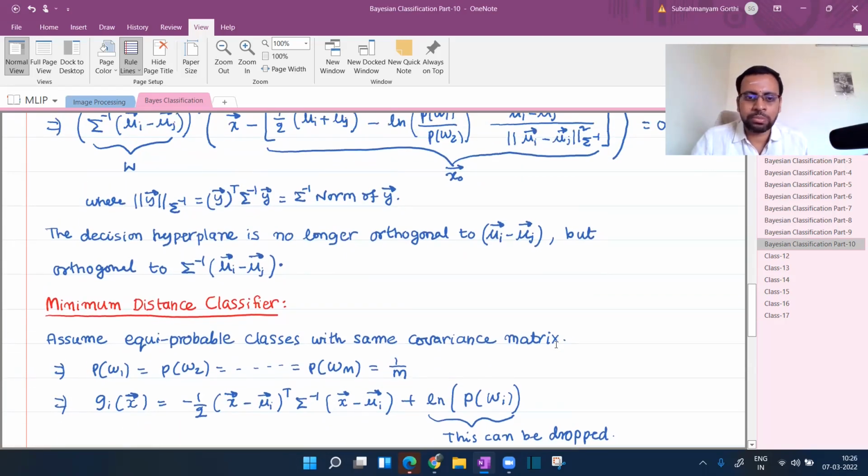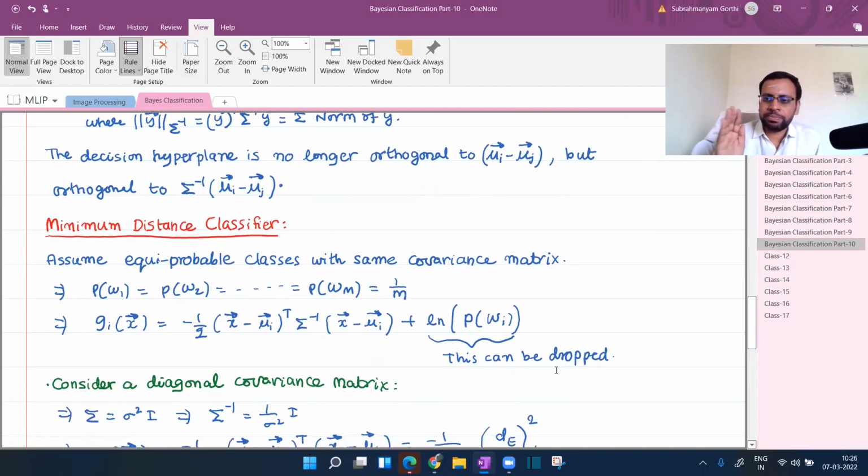If this is fine, I'll move to another topic, perhaps the last topic for your midterm exam. With this, we wrap up for your midterm exam. Then parametric estimation is what we start from the next class. That is not part of your midterm syllabus.